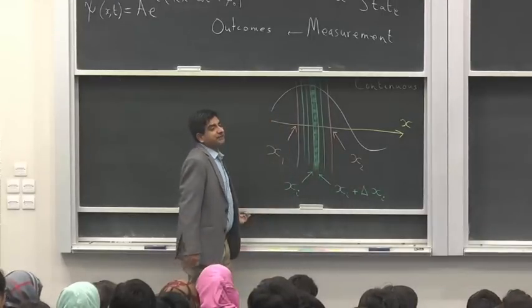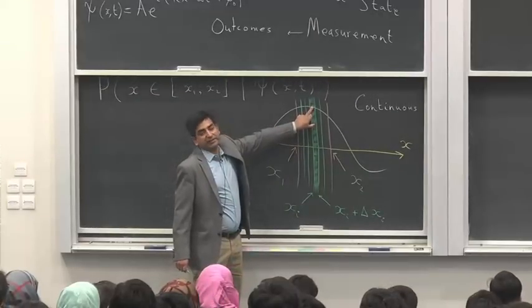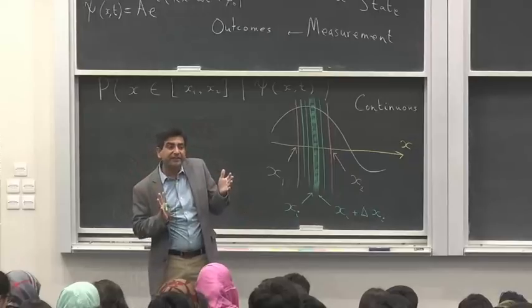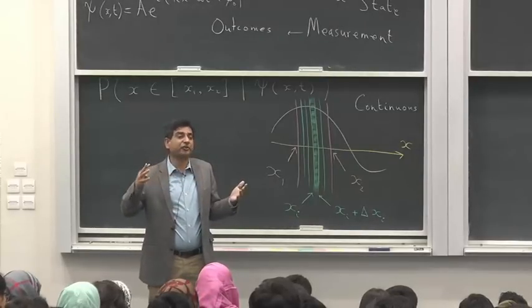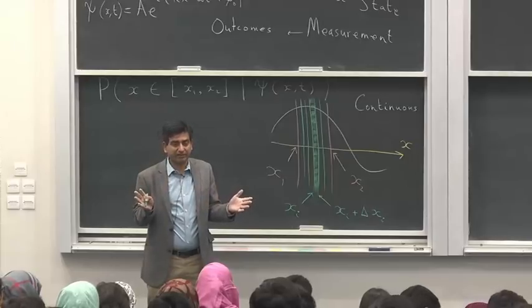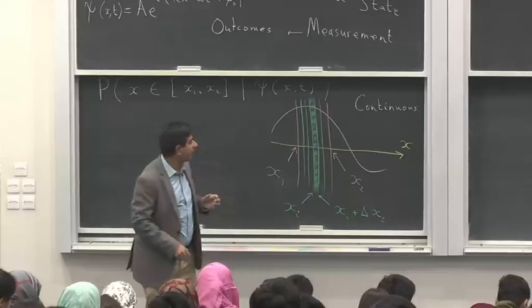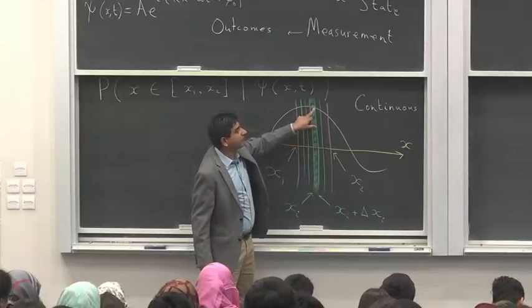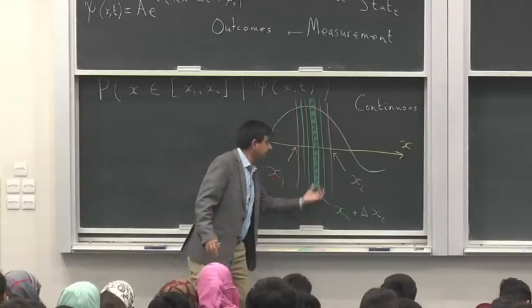Now if this region is small enough, I can assume that the wave function is constant inside this region. Because the wave function cannot change wildly, it has to vary smoothly. It's impossible to have a discontinuous wave function. That's not allowed by quantum mechanics. So wave functions change smoothly. So if my interval delta xi is small enough, I can assume that this wave function is almost constant inside this interval delta xi.